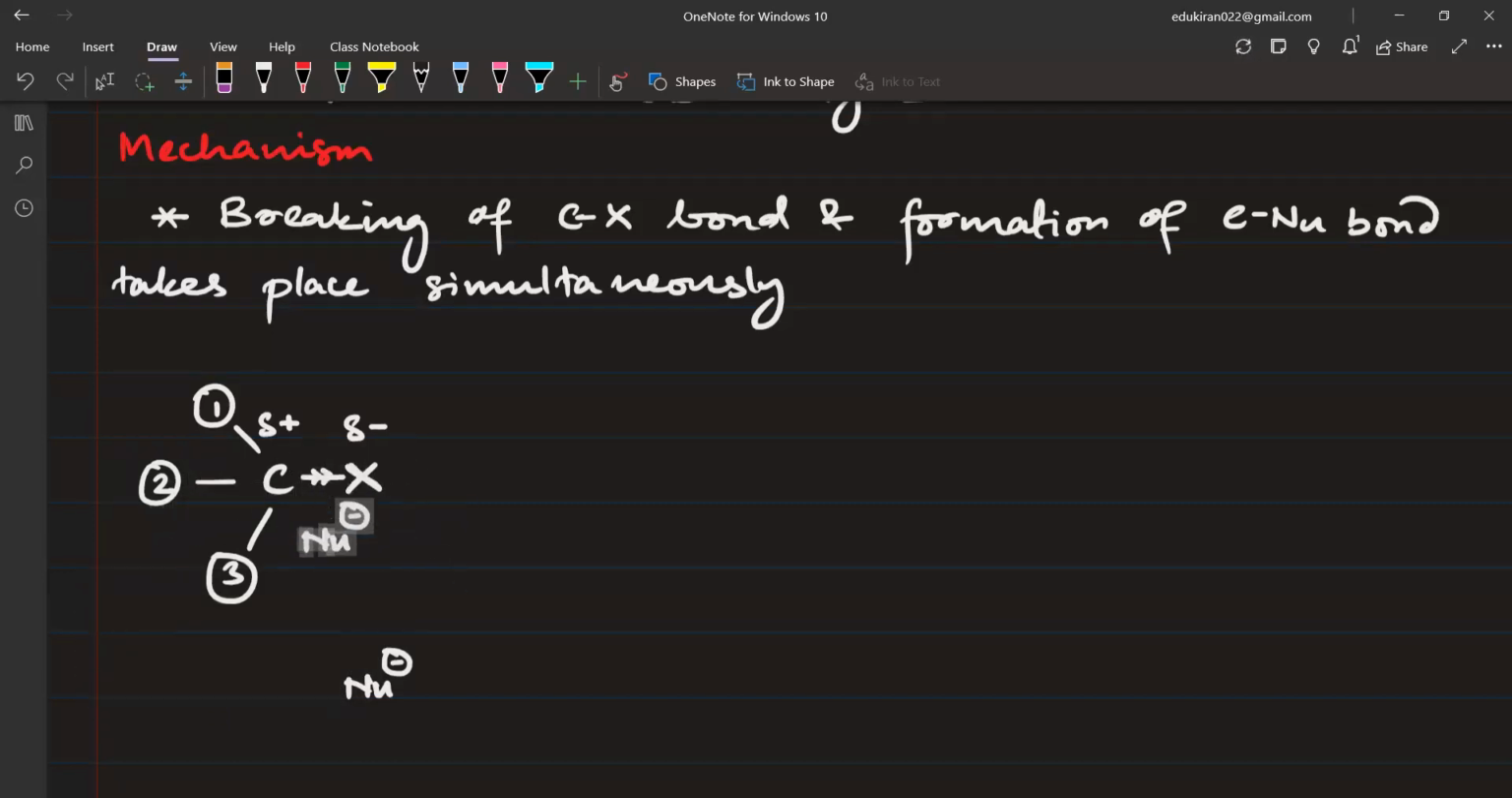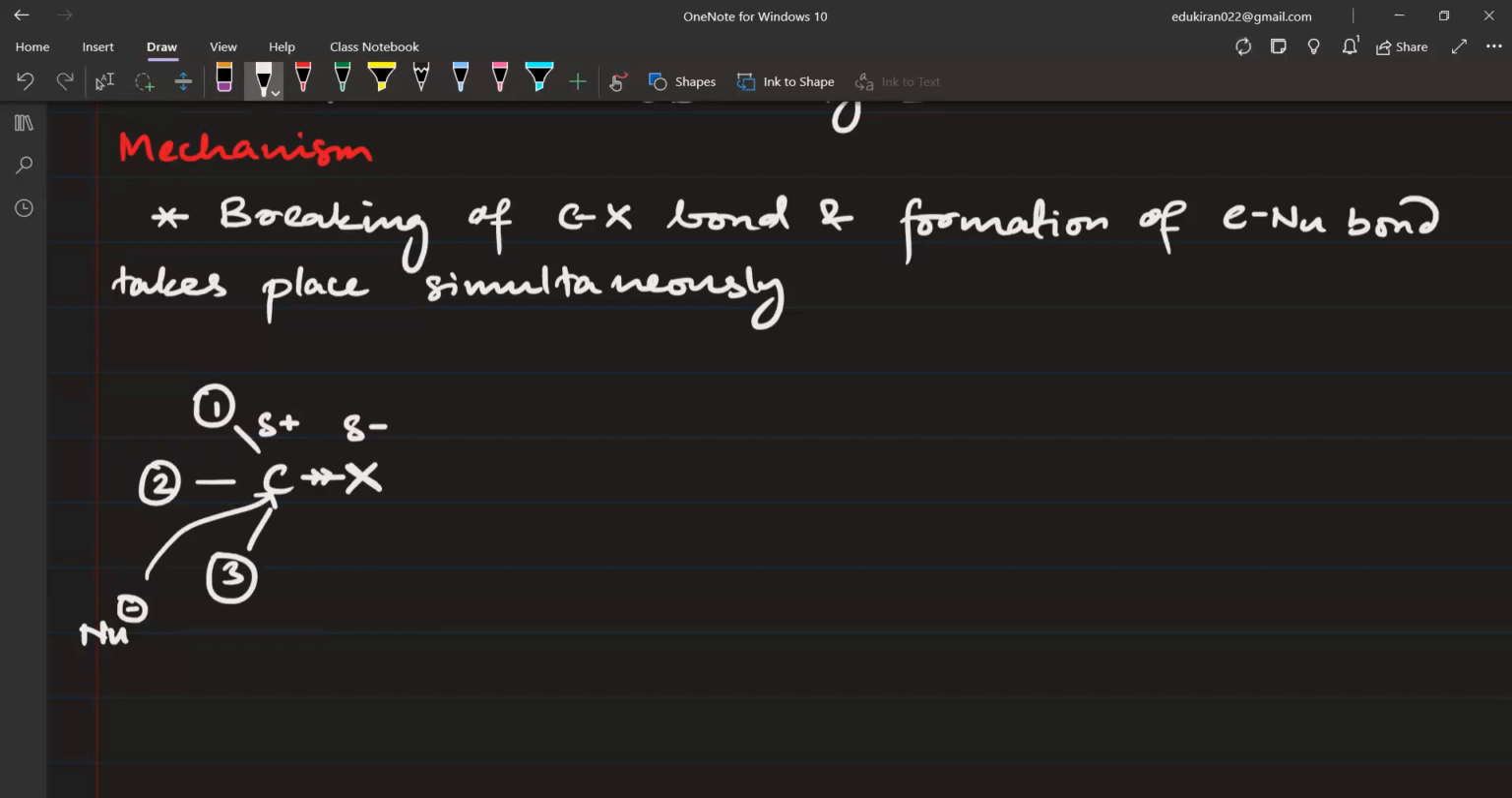And all of you understood why it cannot attack from the front side? Yes or no? Please tell me. Yes, sir. As both are negatively charged, so it will cancel out. No, it will repel each other. Don't say cancel out. They will repel each other. So this nucleophile is going to attack from the backside.